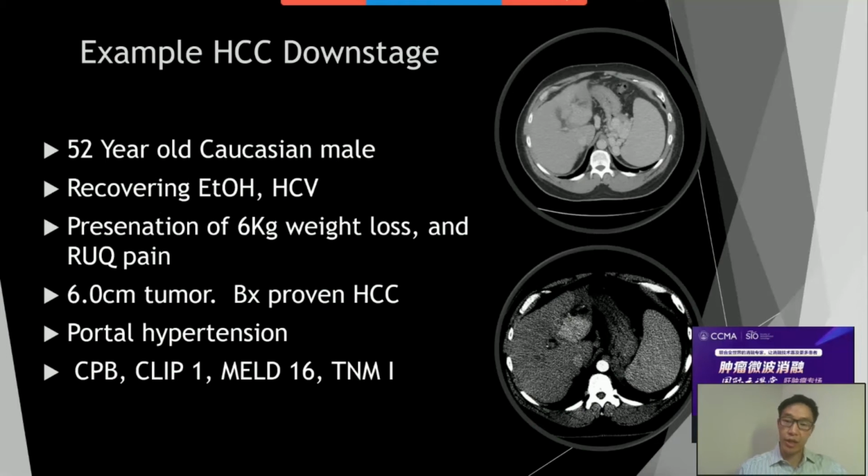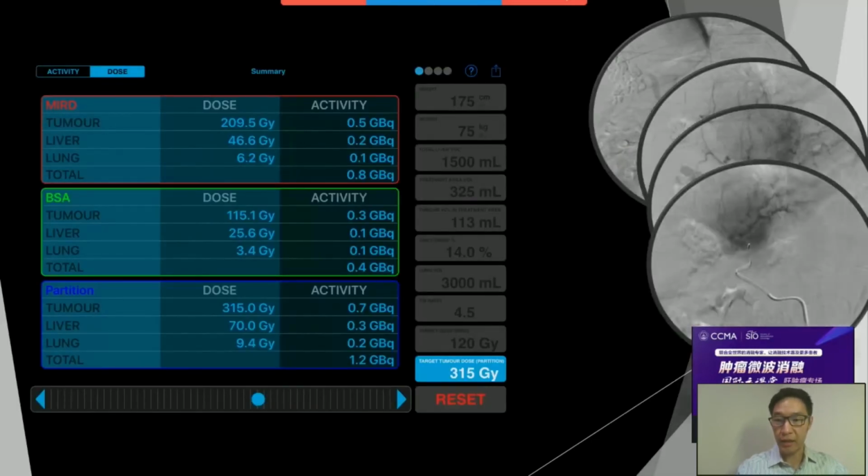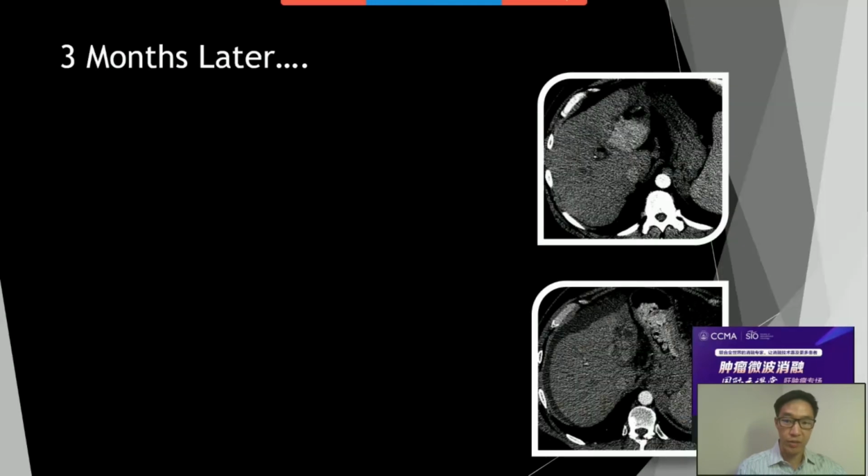Here's an example of a downstaged patient. This is an individual with an HCC. As you can see, portal hypertension. The HCC is in a very difficult spot, not ablatable, difficult for surgical resection, 6 centimeters in size, portal hypertension, and Child-Pugh B. This patient had received treatment in a technique that I'll describe later on called a radiation segmentectomy, where the intent is to give a very high amount of radiation in order to eliminate as much of the tumor as possible to allow for shrinkage and therefore allow this patient to receive a transplant.